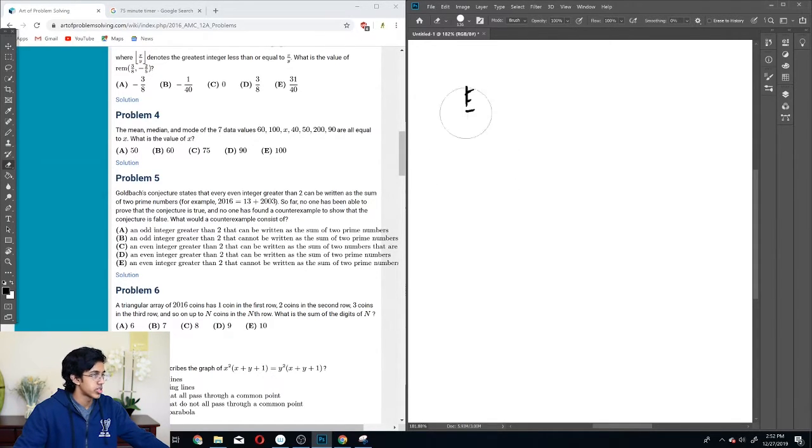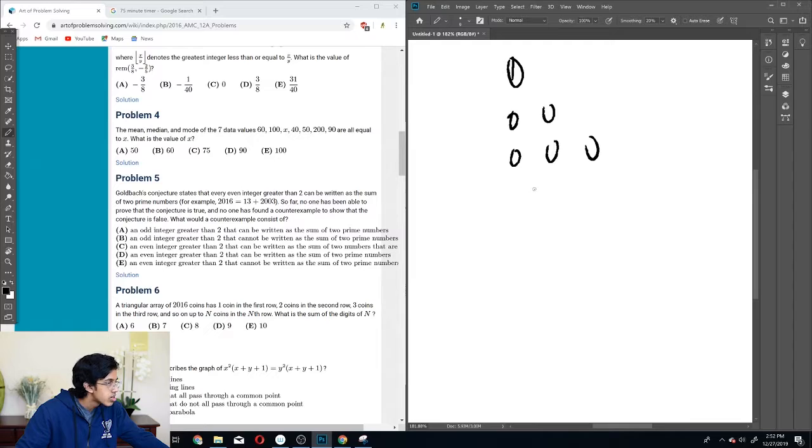Alright, 16. A triangular array of 2016 coins has 1 in the... Okay, so 1 coin, 2, 3, and then... sum of the digits of n. Oh, so 2016.